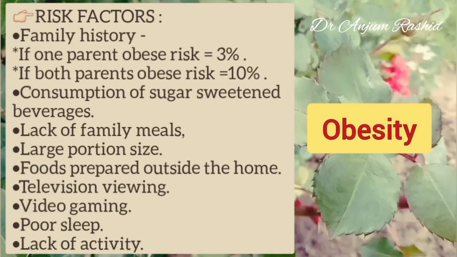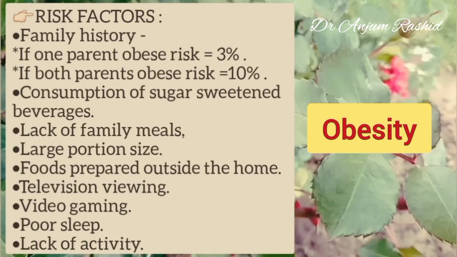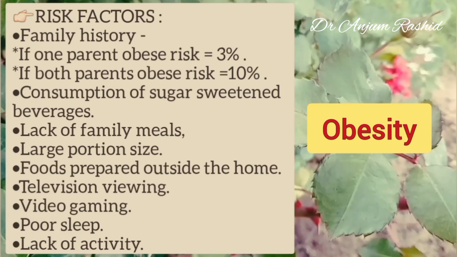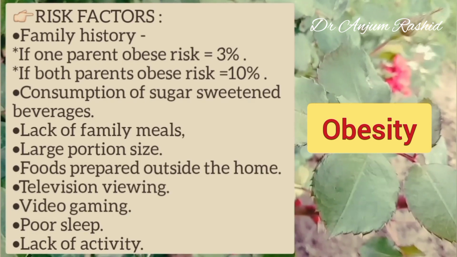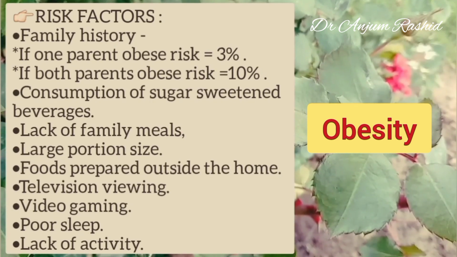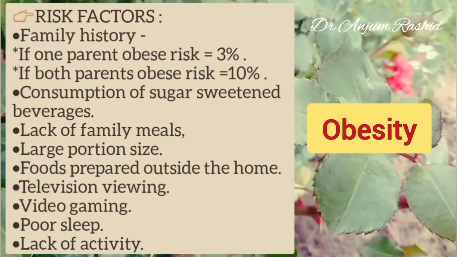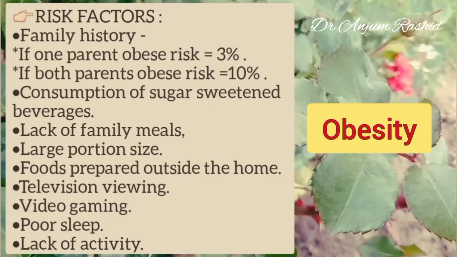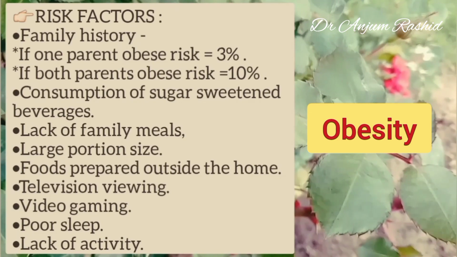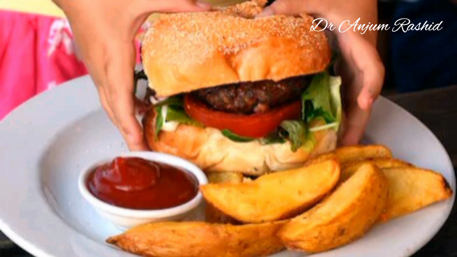Now, the risk factors for childhood obesity. Family history is important. If one parent is obese, then risk is 3%. If both parents are obese, then risk is 10%. Other risk factors include consumption of sugar sweetened beverages, lack of family meals, large portion size, food prepared outside the home, television viewing, video game, poor sleep, and lack of activity.